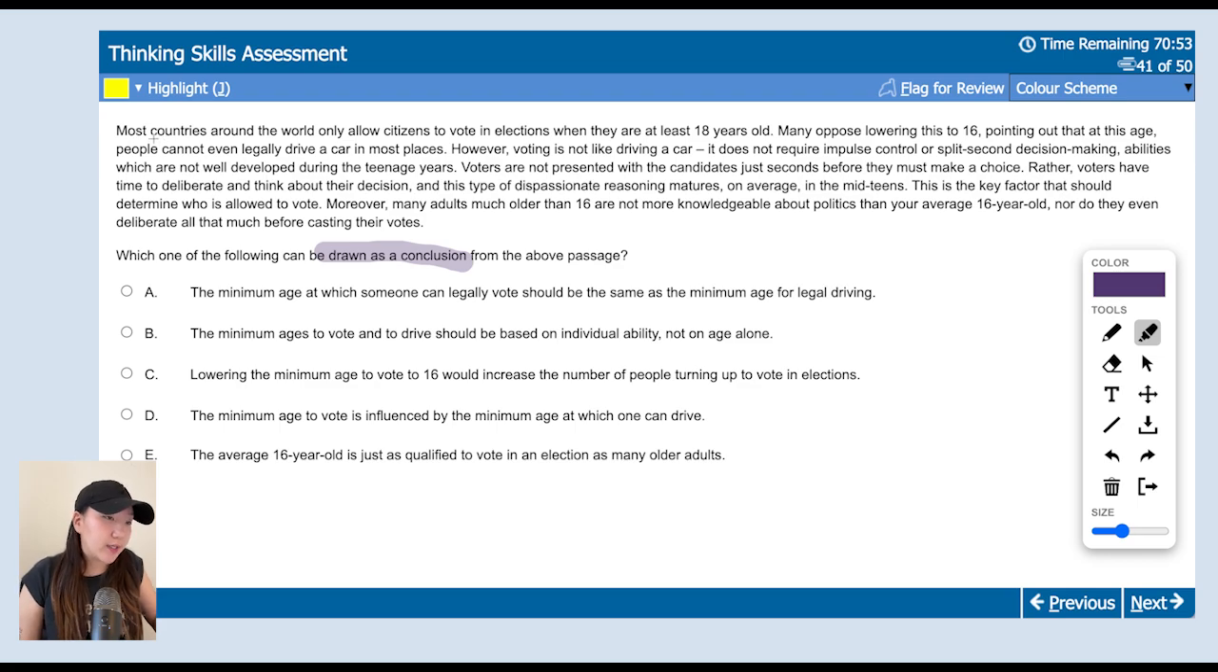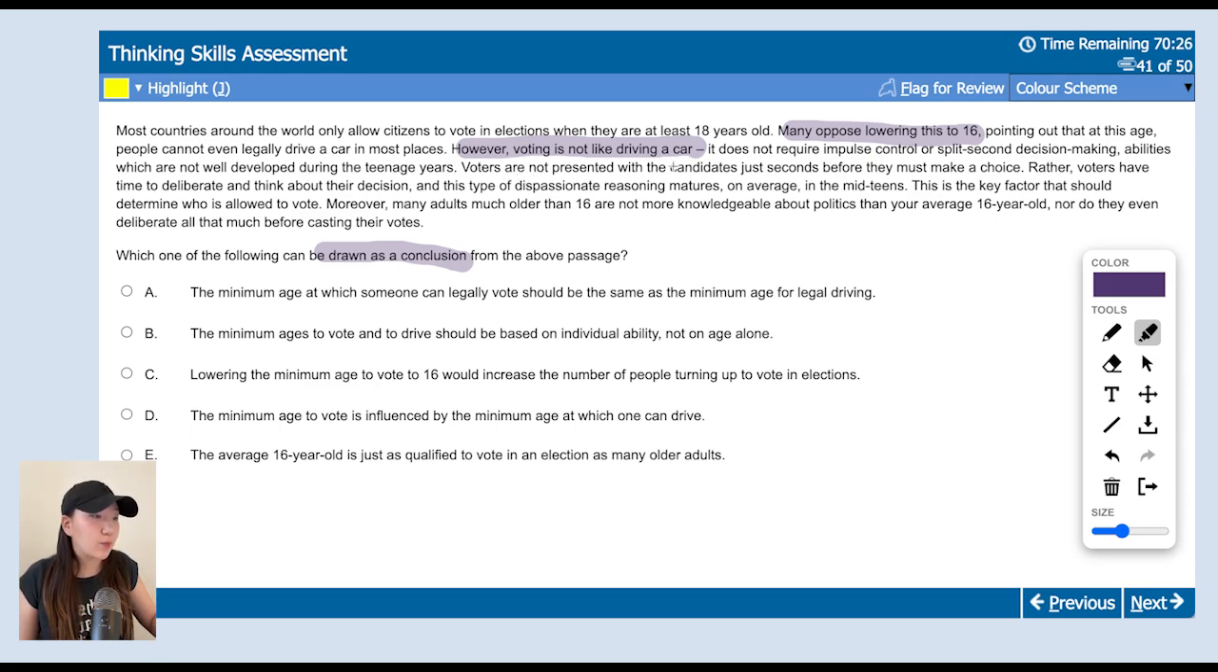So let's read through the whole thing. Most countries around the world only allow citizens to vote in elections when they are at least 18 years old. Many oppose lowering this to 16, pointing out that at this age people cannot even legally drive a car in most places. However, voting is not like driving a car, doesn't require all the things that you need to drive a car, which aren't very well developed in your teenage years.